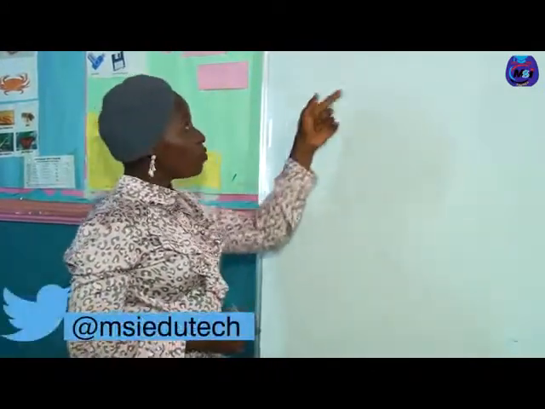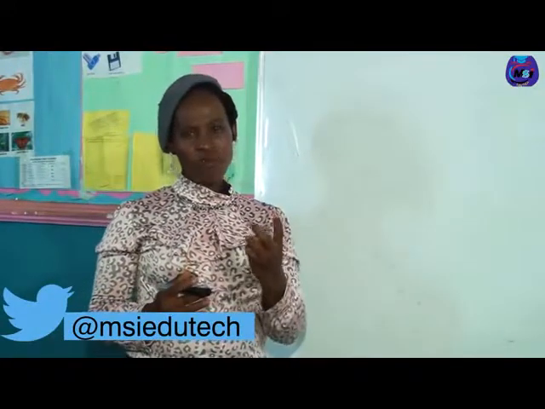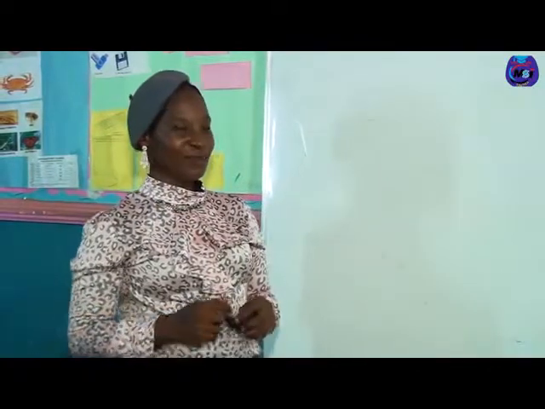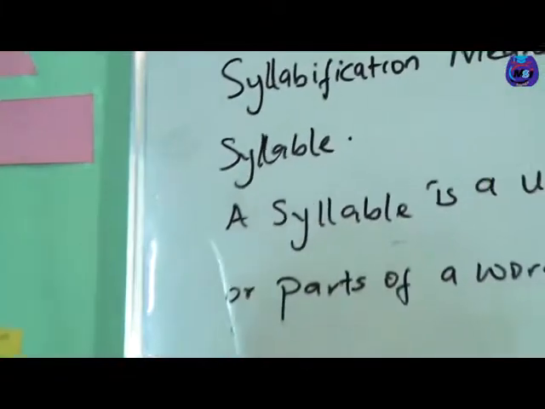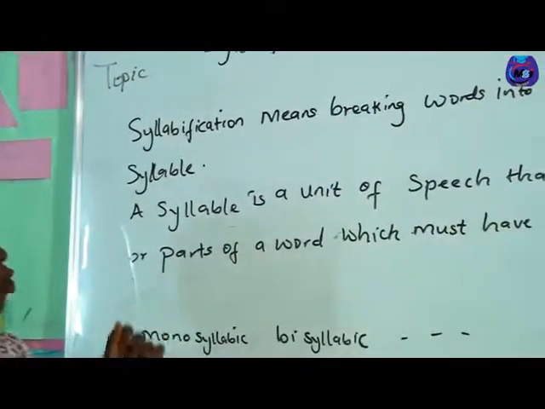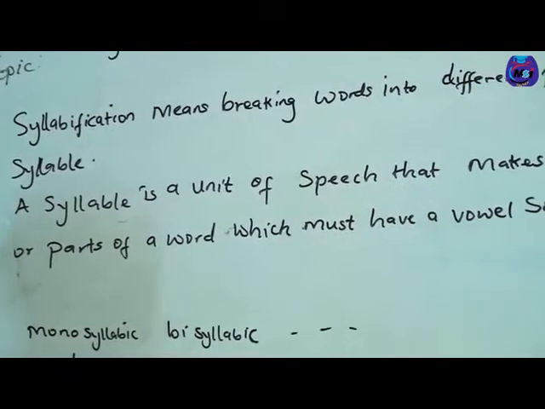It's called syllabification. What is syllabification? It has to do with breaking a word into syllables. Okay? Breaking words into syllables. You count the number of parts that make up that ambiguous word. Those are called syllables. Now, what is a syllable? Like I said, syllabification means breaking words into different parts called syllables. Now, what is a syllable?